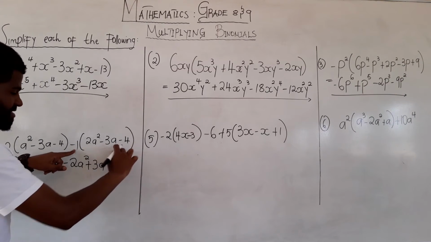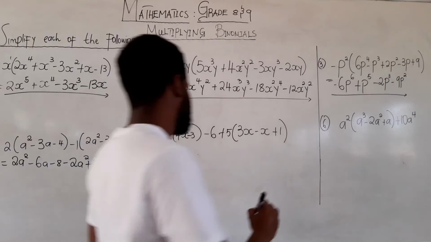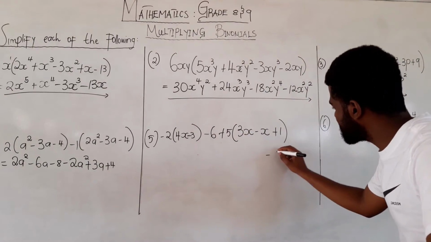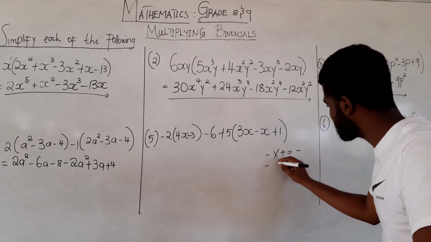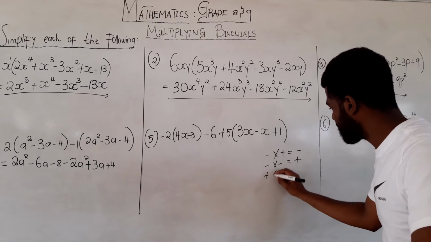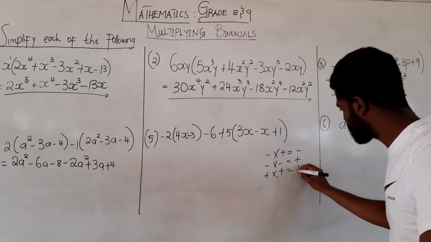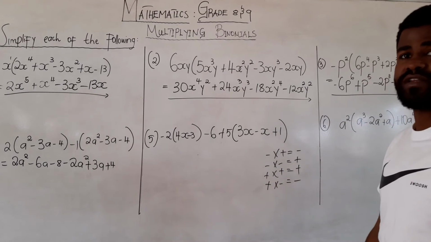Negative 1 times negative 4 will give us positive 4. Now let me remind you this multiplication, guys. Negative times positive will give us negative. Negative times negative will give us positive. Positive times positive is equal to positive. Positive times negative is equal to negative.